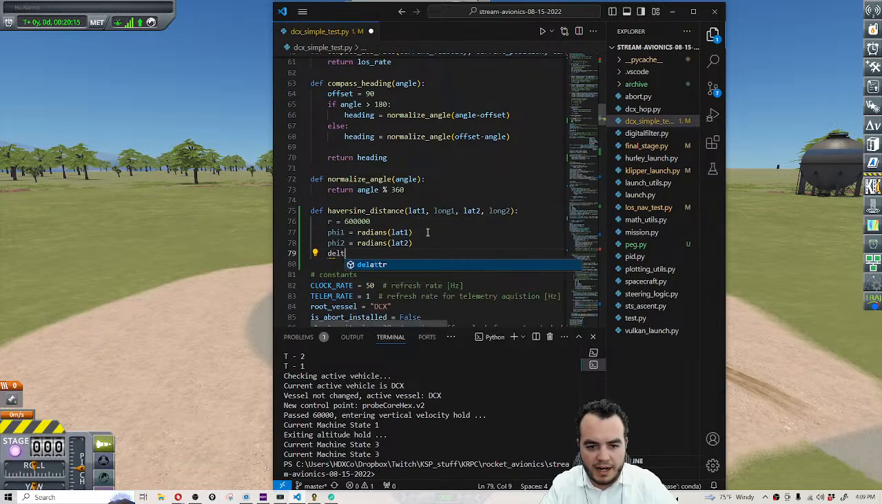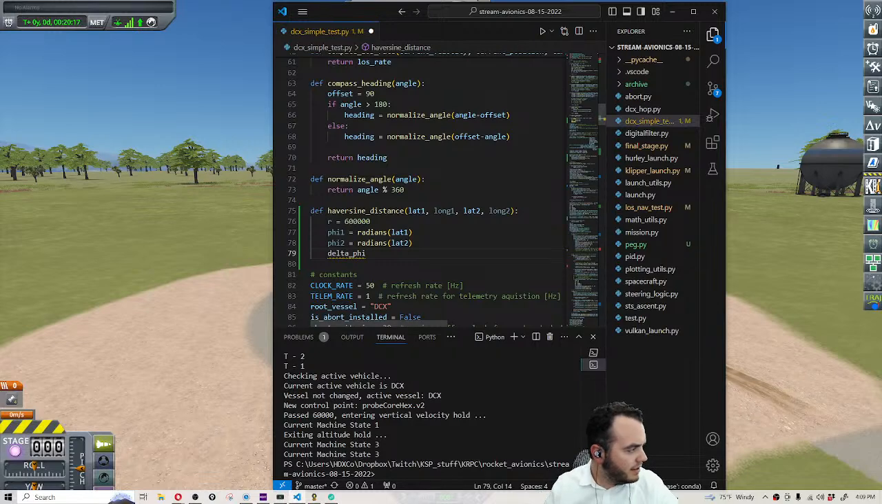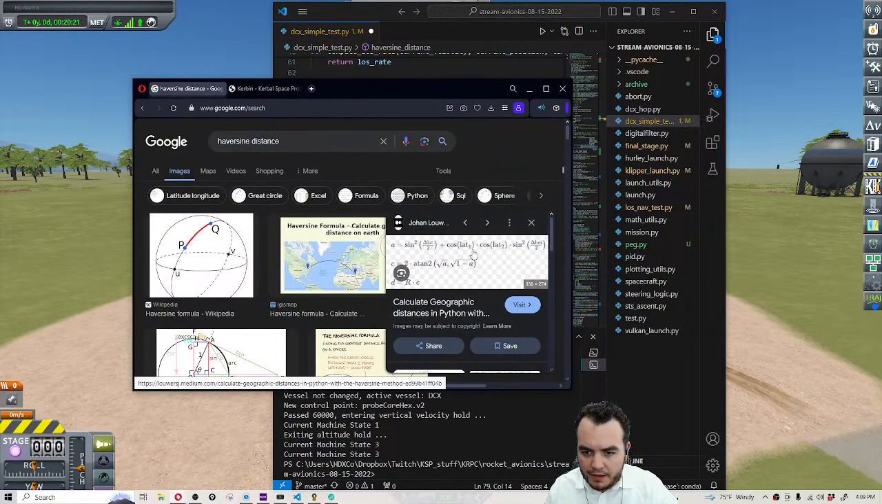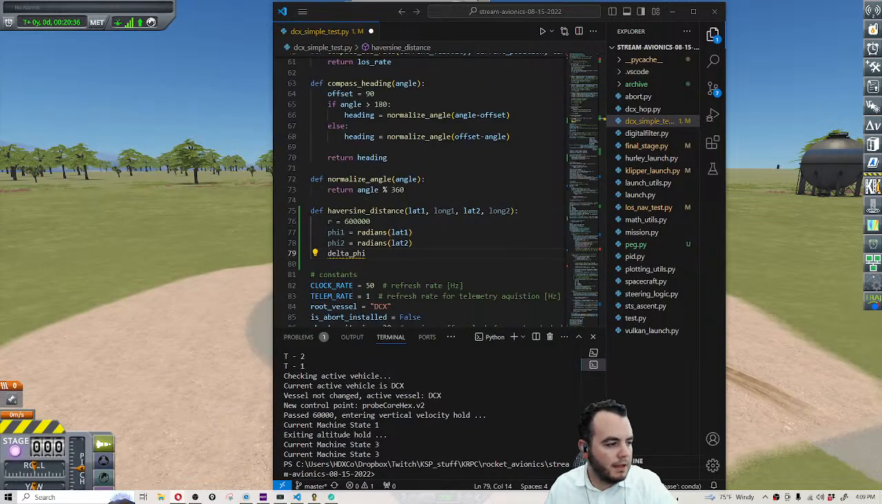And then we're going to need our delta phi, which is going to be our latitude in radians, as well as our delta longitude. Okay. Tangent. That's right, tangent. What's up, Thomas? How are you?